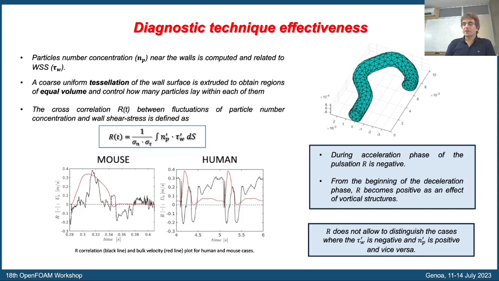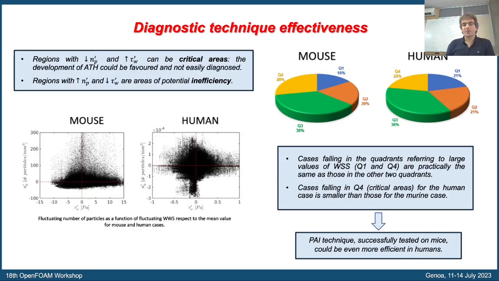In order to identify exactly the existence of cases where you have a strong fluctuation of shear stress and a small number of particles, we computed a sort of quadrant analysis. And actually, the fourth quadrant, where you have a large fluctuation of shear stress and a small number of golden nanoparticles reaching the surface, is the most critical, and you see that it is about 25%, between 28% in the mouse and just 22% in the human case.